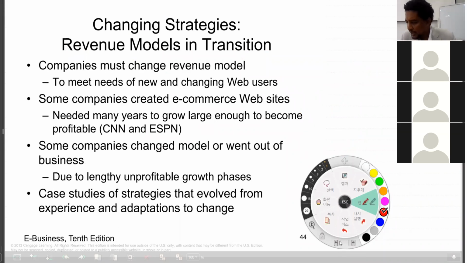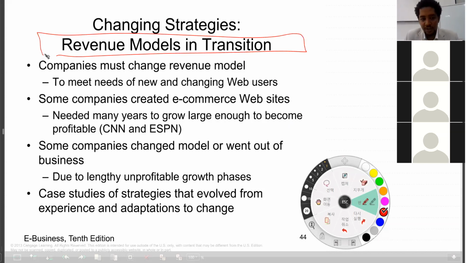Okay, let's talk about changing strategies, revenue models in transition. So this revenue model in transition talks about companies, for example, who have started as advertising supported businesses, but later on they change it to advertising and subscription revenue model. Or those businesses who started as only subscription revenue model, but later on change it to advertising and subscription. So this is called revenue model in transition. Okay, and this happens to so many businesses.